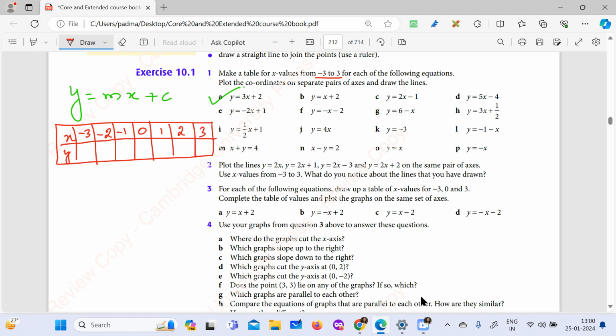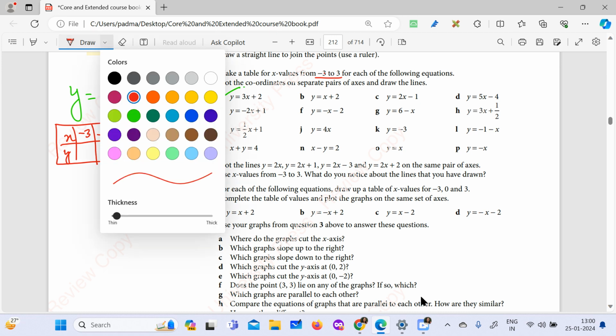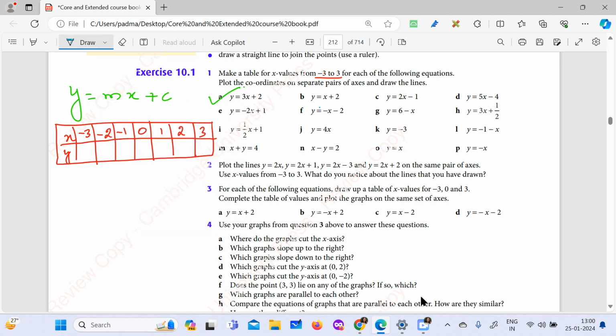Now I will figure out the y values. Our equation is y is equal to 3x plus 2. First we calculate the value of y when x is equal to -3. So when x is equal to -3, y is equal to 3x plus 2. In place of x you write -3, so y is equal to 3 times -3 plus 2, that is -9 plus 2, which is equal to -7. So we can input this value here.